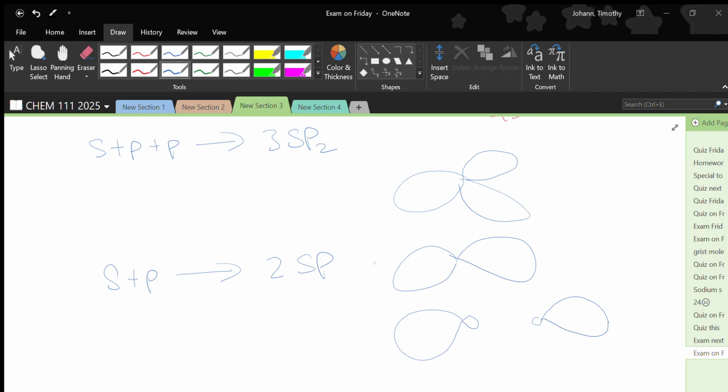Okay, I'm going to introduce one more concept with this that we're going to use. So let's take this one. How many p orbitals do I have total? I have 3, but I only used 2, right? So what that means is that leaves me a p orbital, drawn in yellow, that sticks up like this and sticks down like that.